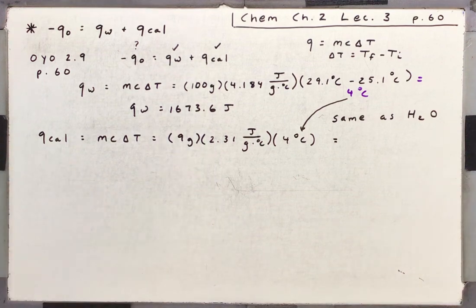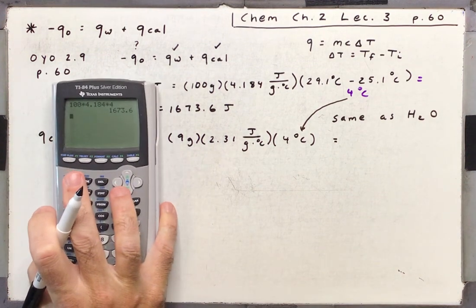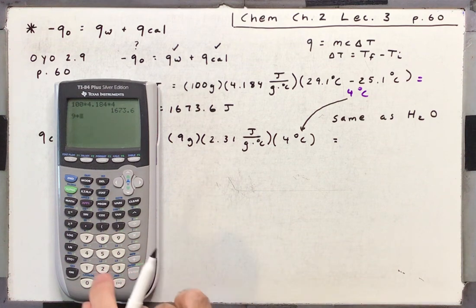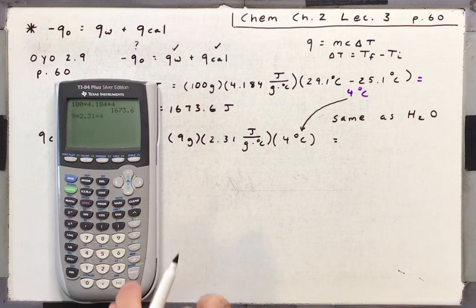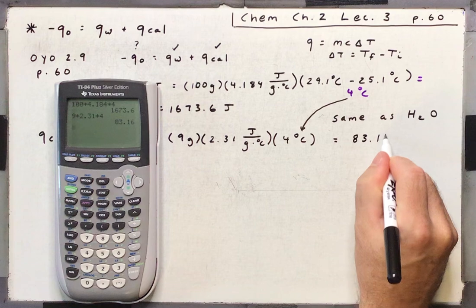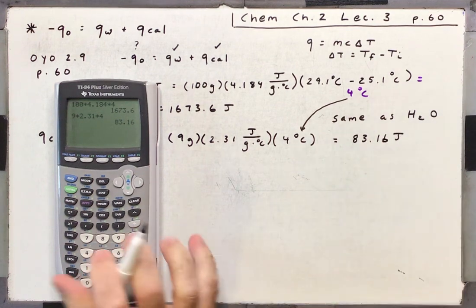Okay, so you can see the calorimeter, this number is not going to be all that big. So it doesn't make a huge difference in the problem. That's why sometimes we get to ignore it. So that's 83.16 joules.